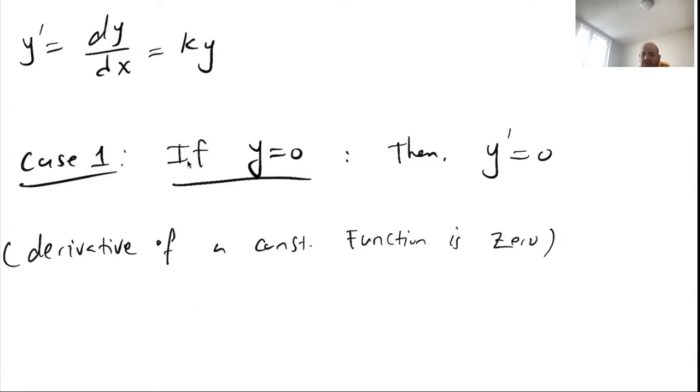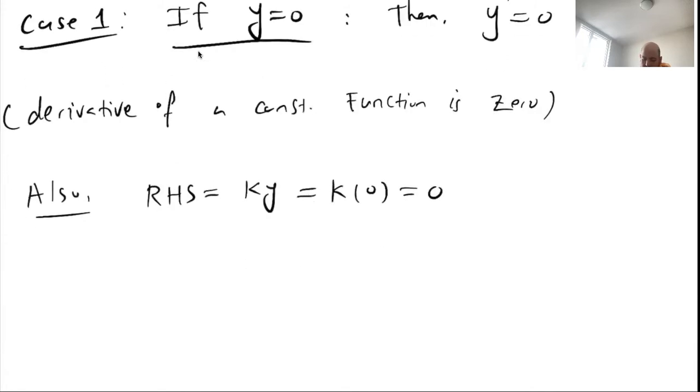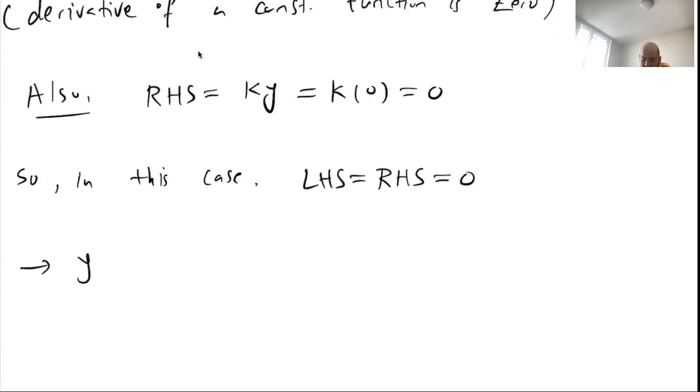As a function, if y is 0, then y prime will be 0, so the left-hand side will be 0. What about the right-hand side? The right-hand side will be ky, which is k times 0, and that is also 0. So in this case, the left-hand side and right-hand side are both 0. And therefore, this means that y equals 0 is a solution for this ODE.